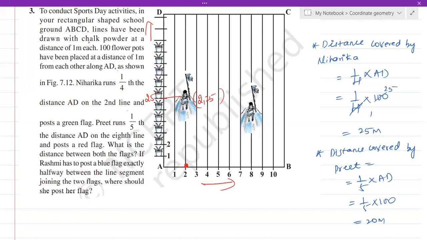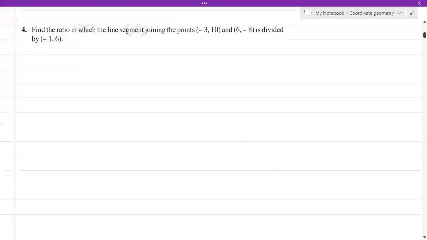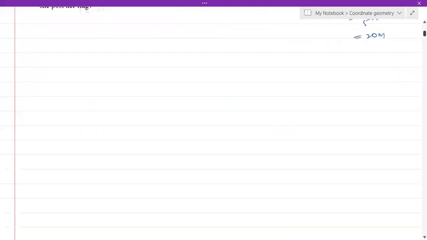Therefore, 2, 25. For Preet, it will be 8, 20, because she is at the 20th pot. Let's say this is 20, and here it is 8. So this point will be 8, 20 and 2, 25. So what we have found is the coordinates.